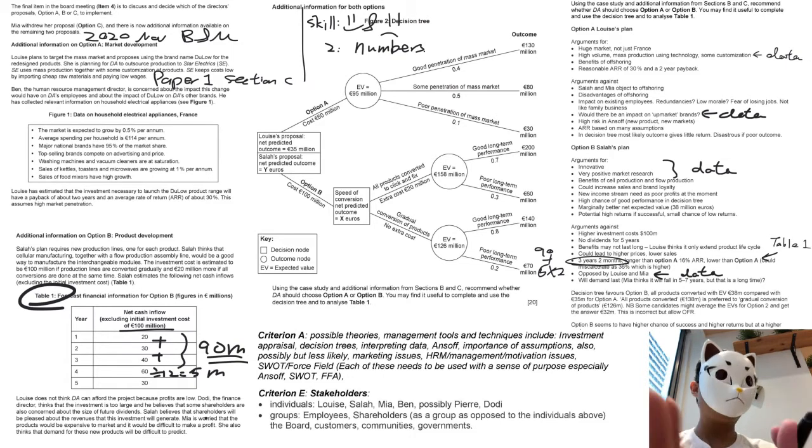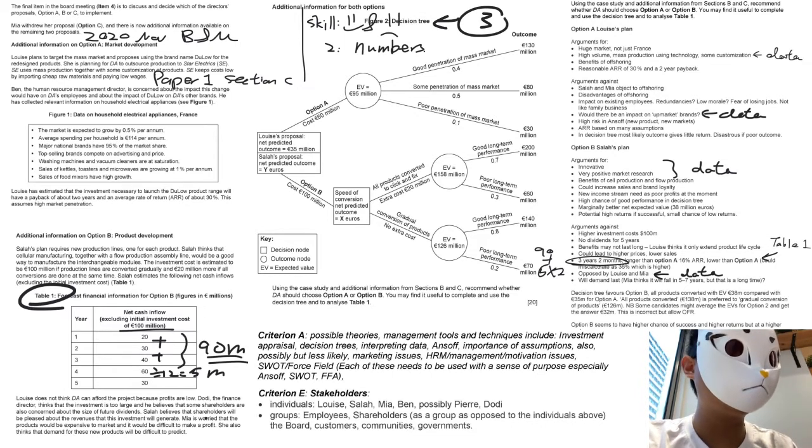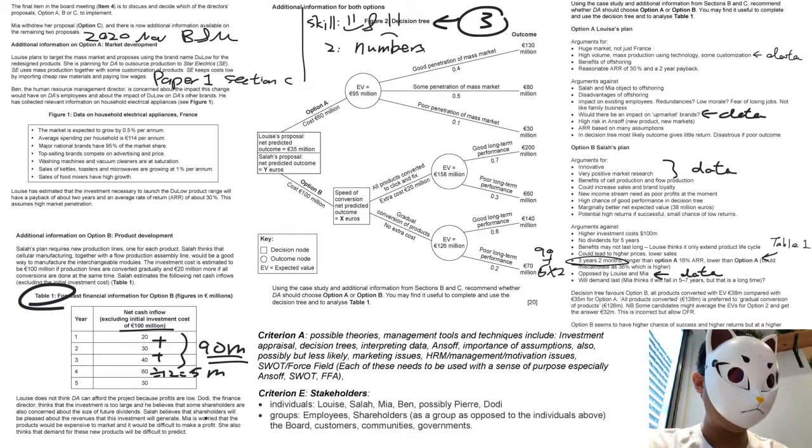Let's take a look at skill number 3. For skill number 3, we are going to make use of the decision-making tree. If you recall, there are several ways to do it. First of all, of course, it would be the expected value. So I will mark it down.